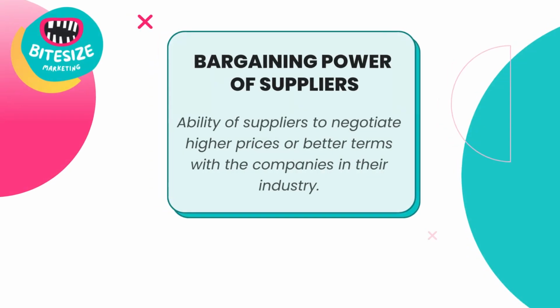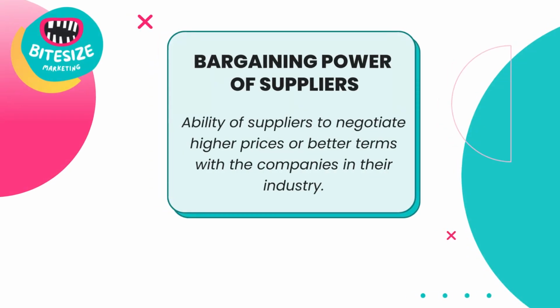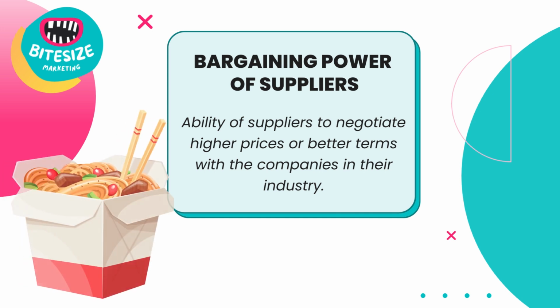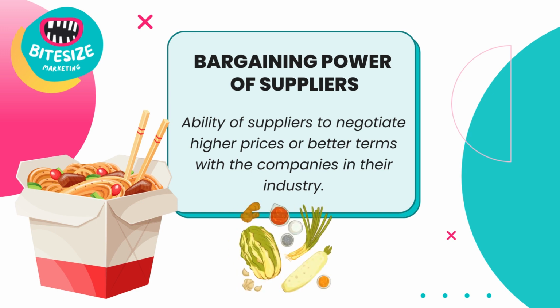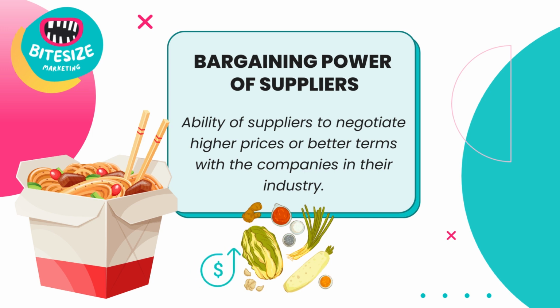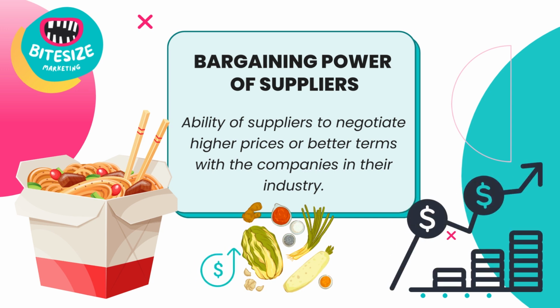Bargaining power of suppliers. This refers to the ability of suppliers to negotiate higher prices or better terms with the companies in their industry. The more power suppliers have, the lower the profitability of the industry. Think about the fast food industry as an example here. Major food suppliers to these chains can increase their prices for their products, which ultimately leads to pressure on fast food chains to raise prices on their menus in order to maintain their profit margins.